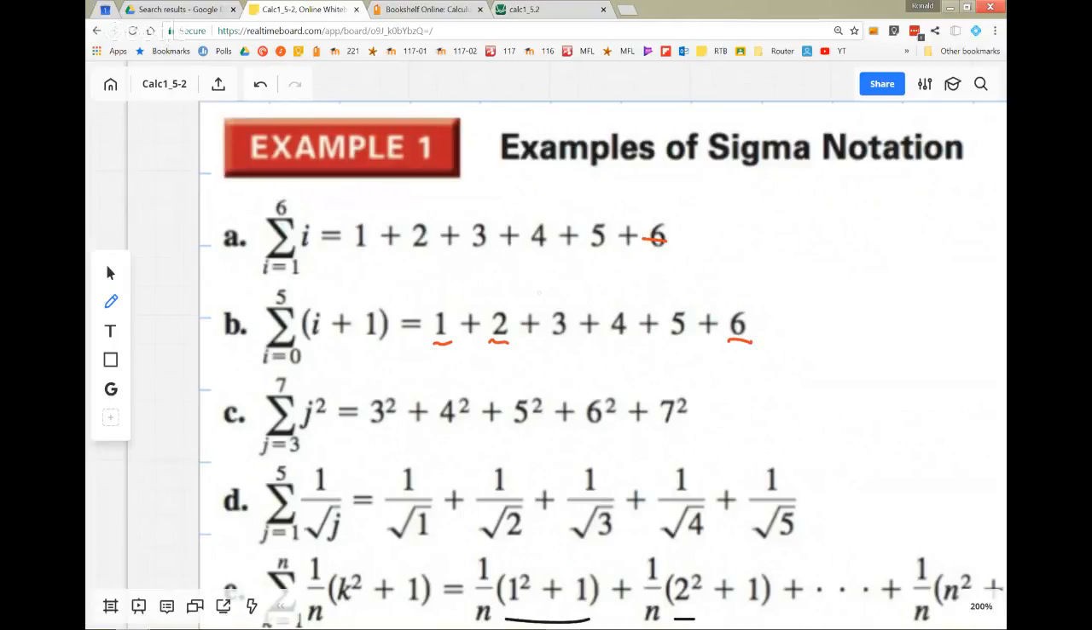So you always want to pay close attention to, obviously, where are you starting and where are you ending? Or the whole problem doesn't make sense.